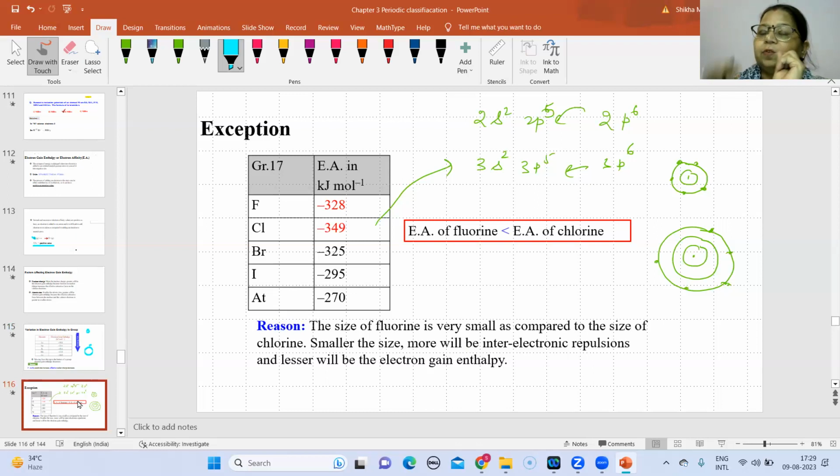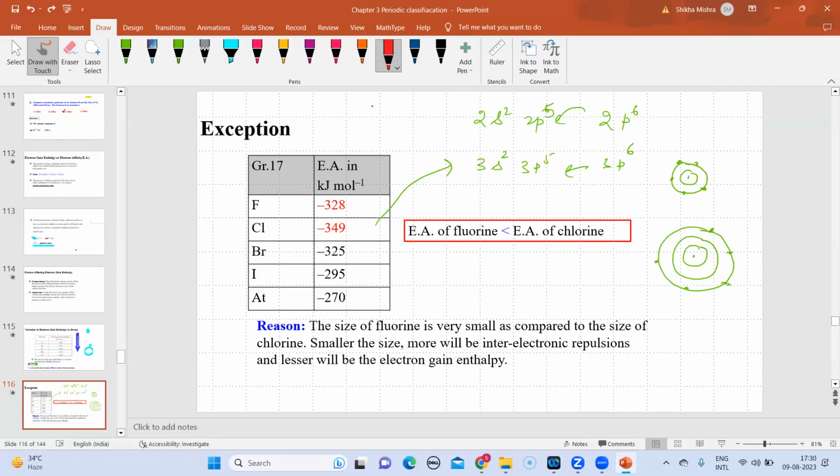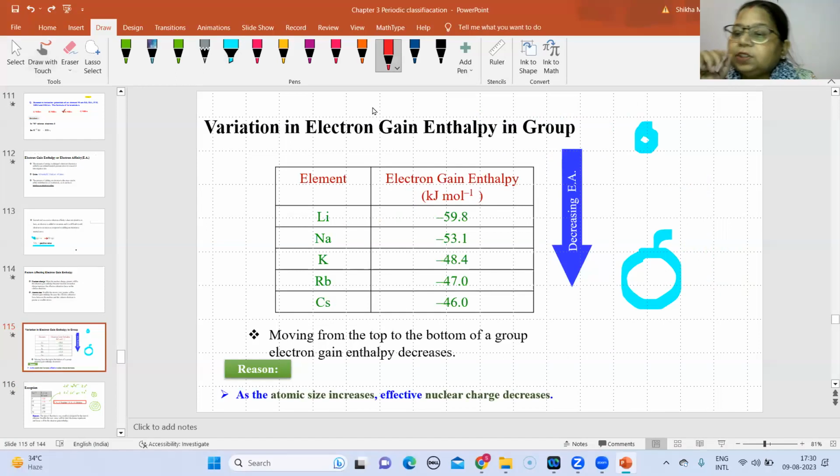When we move from fluorine to chlorine, what would you expect? Ritika, what would you expect? Ma'am, I'm not sure, ma'am. Okay. So have you understood this term, this particular thing? Ritika, Ananya, and Shweta. Ritika, please reply.